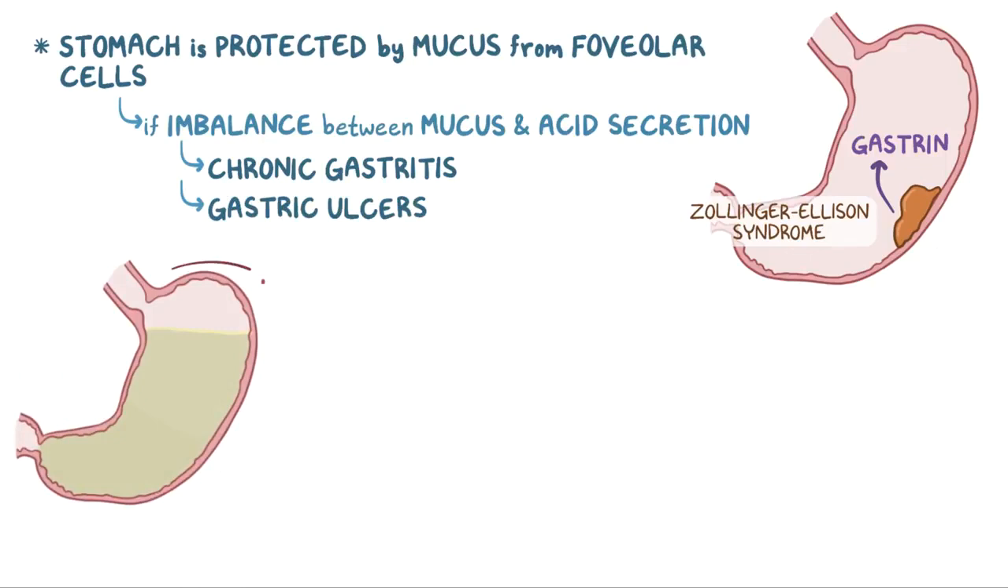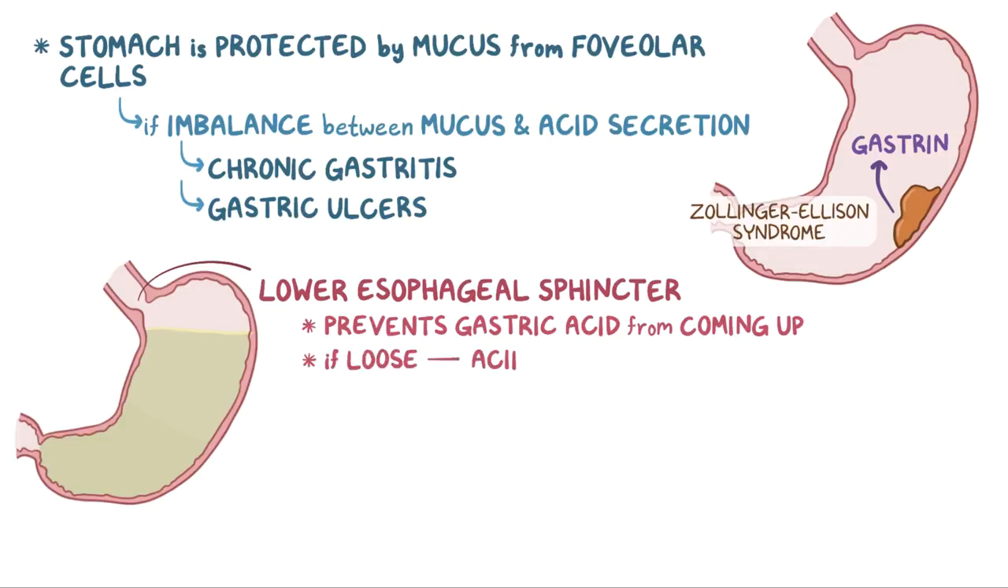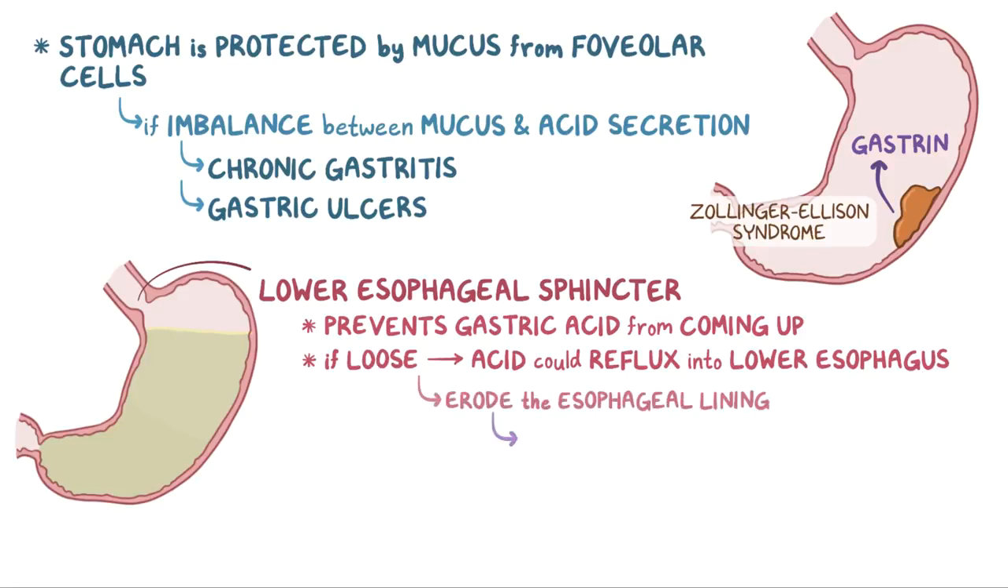Now, in the esophagus, the lower esophageal sphincter prevents most of the gastric acid from coming back up when the stomach is full or when you're lying down. If this sphincter is loose, the acid could reflux into the lower esophagus and erode the esophageal lining. This is called GERD, or gastroesophageal reflux disease, most commonly known as heartburn. One way to mitigate the harmful effects of gastrin in these disorders is to decrease the acidity through medications.